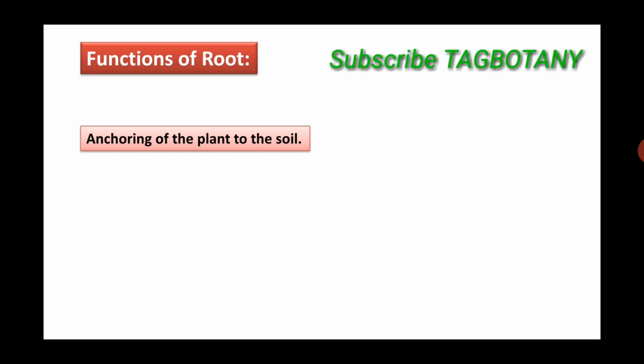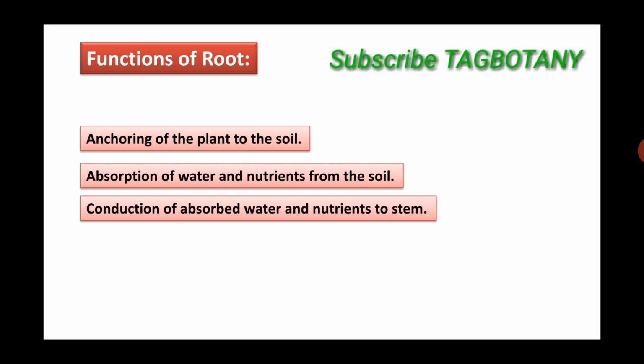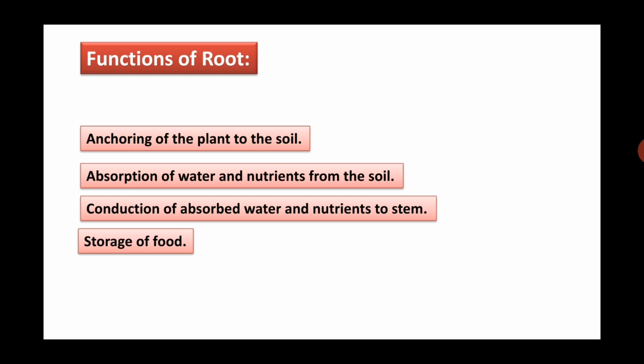Let us see functions of root. First function is anchoring of the plant to the soil, that is fixing or holding fast to the soil. Second function is absorption of water and nutrients from the soil. Third function is conduction of absorbed water and nutrients to the stem. Then storage of food. Some roots become swollen and bulgy because of the storage of food material. Examples are carrot, beetroot and Raphanus sativus, that is radish.